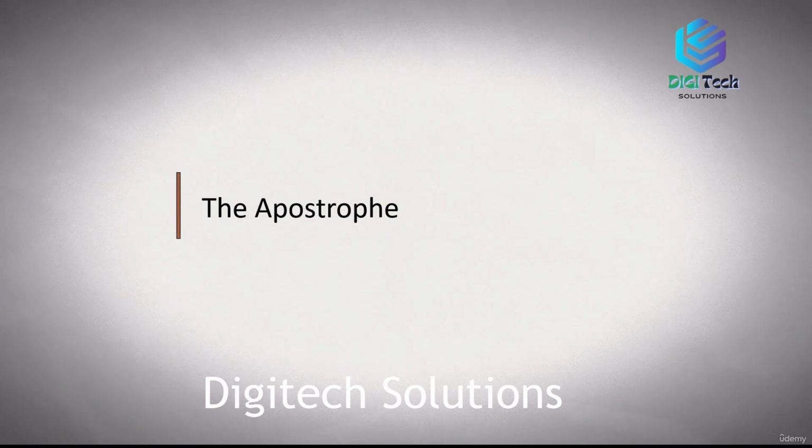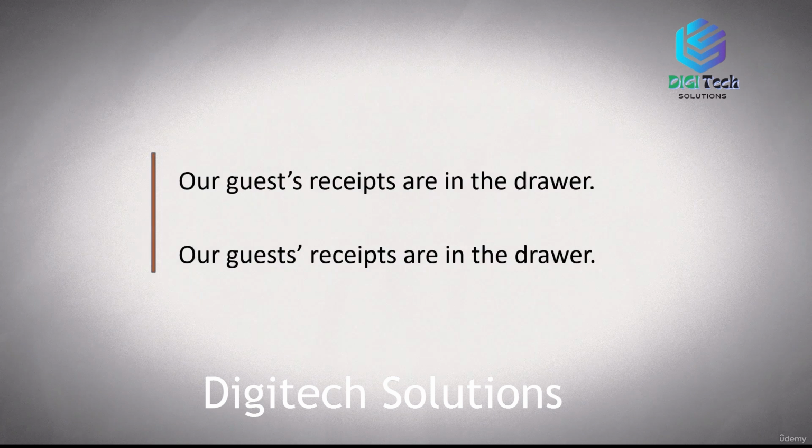Look at these two sentences. Our guest's receipts are in the drawer. Our guests' receipts are in the drawer. When read aloud, both sound identical, but when written they have different meanings. In the first sentence, we have only one guest. Look at the word before the apostrophe. Guest, G-U-E-S-T. It is singular, so it's called singular possessive. But in the second example, the word before the apostrophe is plural, G-U-E-S-T-S. So the word is plural possessive, meaning more than one guest.